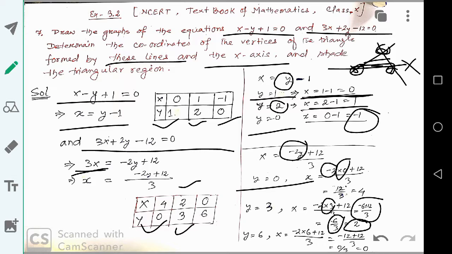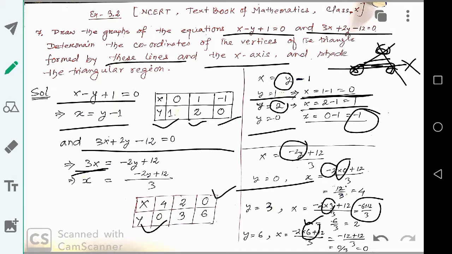Then let's put y equal to 6. Minus 2 into 6 is minus 12. Minus 12 plus 12 is 0. So 0 divided by 3 is again 0. So we have the point 0, 6.